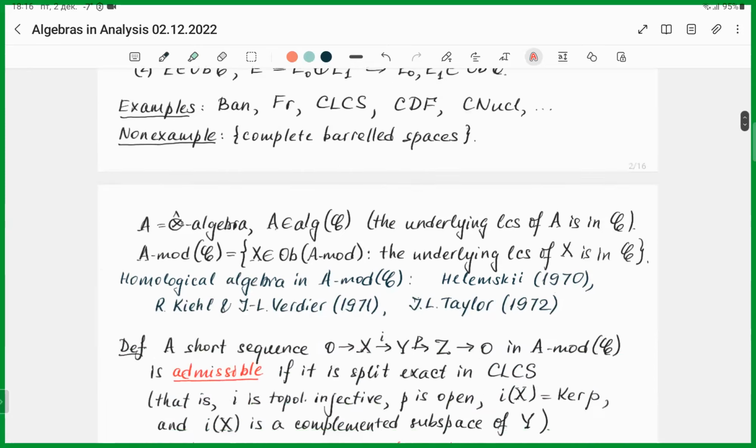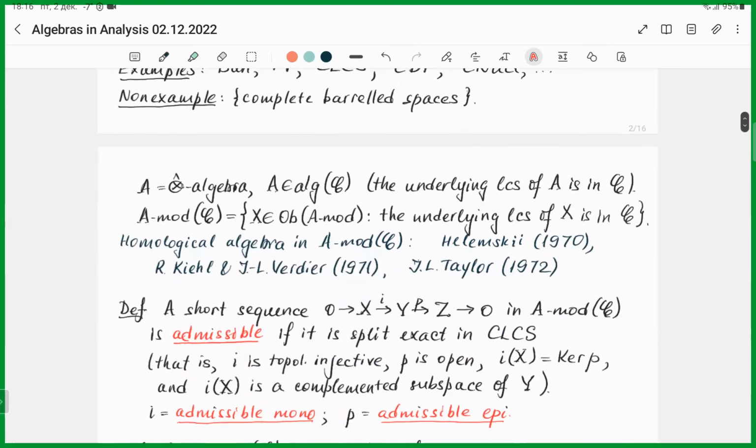Roughly, the main technical difference between this kind of homological algebra and the classical homological algebra by Cartan and Eilenberg is that in the functional analytic setting, we must replace exact sequences, not everywhere, but in suitable places, by the so-called admissible sequences. So by definition, a short sequence of this form in the category of topological modules is called admissible if it is split exact in the category of locally convex spaces. That is, if it has a contracting homotopy consisting of continuous linear maps.